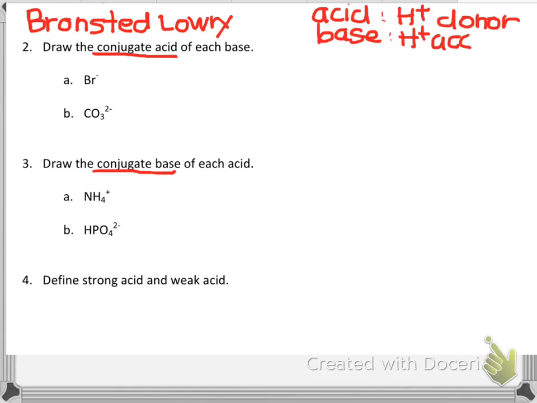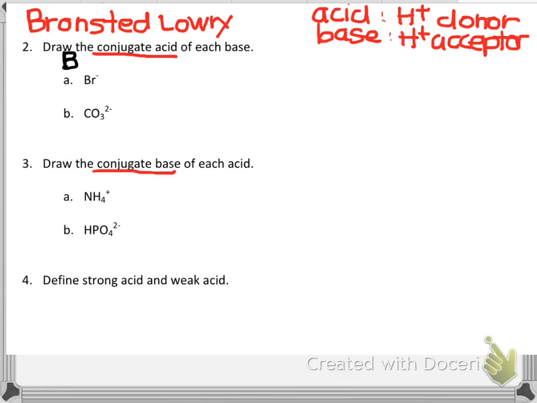And so in the Bronsted-Lowry definition, the acid and base reaction occurs in one equation. It's not two separate reactions, it's one equation. And when we talk about the conjugate acid or the conjugate base, we're talking about the species that the acid or base makes when, if it's an acid, it donates the proton, or when it's a base, it accepts the proton. So if I'm looking at this second question, it says draw the conjugate acid of each base.